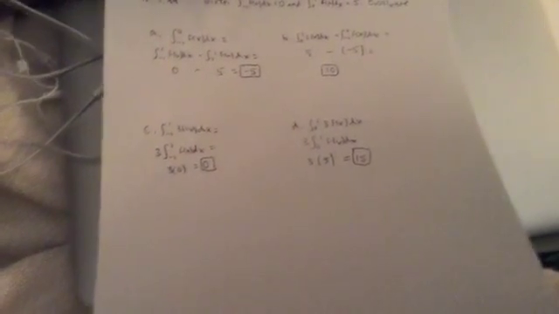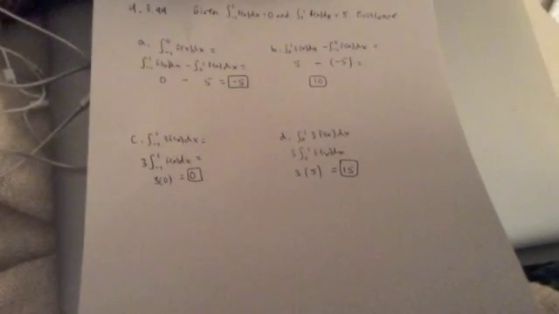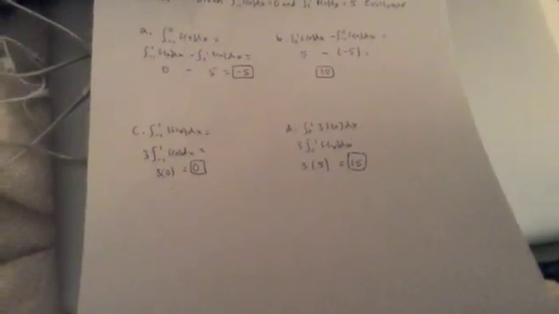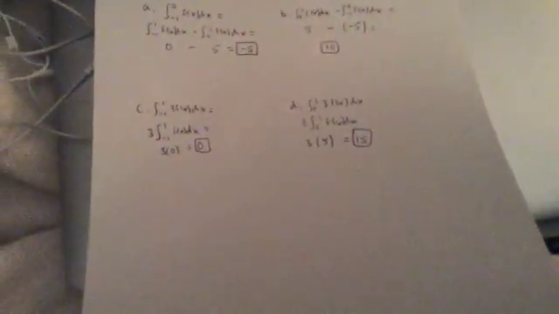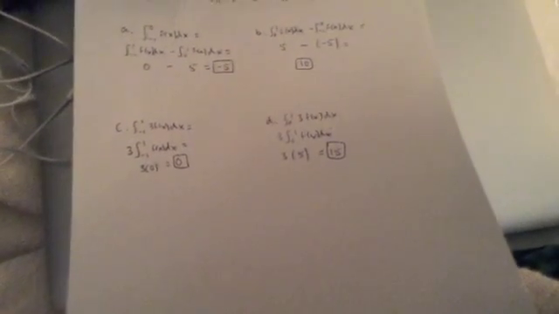On C, it asks for the integral from negative 1 to 1 of 3 f(x) dx. 3 is a constant, so you can take that out. And then you know the integral from negative 1 to 1 of f(x) dx is 0. So then you have 3 times 0, which is 0.